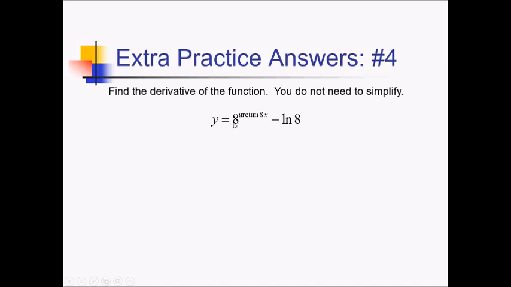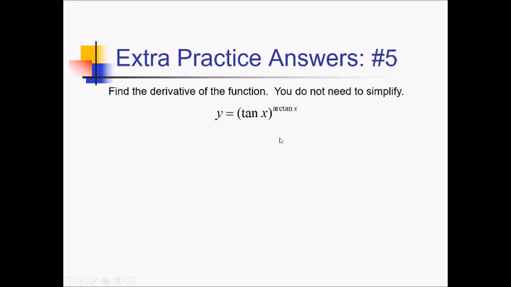Derivative of that is going to be 8 to the something, ln of 8, so 8 to the arctan of 8x, ln of 8. Next, we have to take the derivative of arctan of 8x. Well, that's arctan of something. That's another chain rule. So that's going to be 1 over something squared plus 1. So 1 over (8x) squared plus 1. Finally, we multiply by the derivative of 8x, the innermost function, and that is just 8.